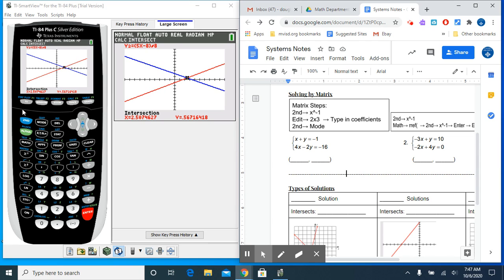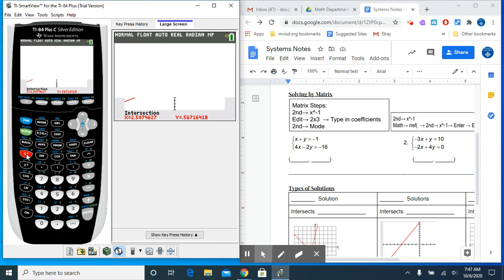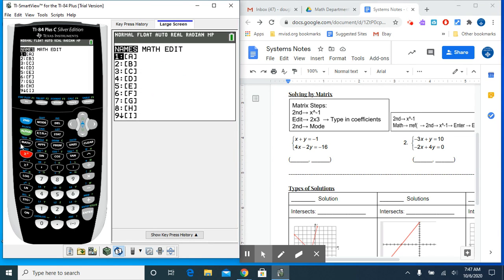So we're going to go to second x to the negative 1. So second x to the negative 1 is under the math key. And if you notice, that says matrix.